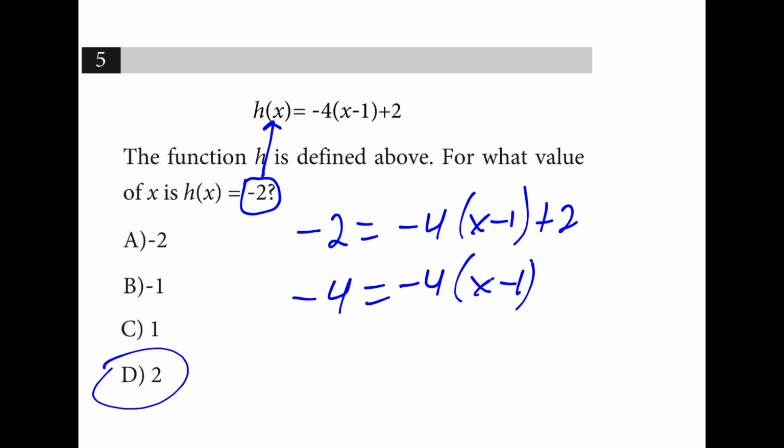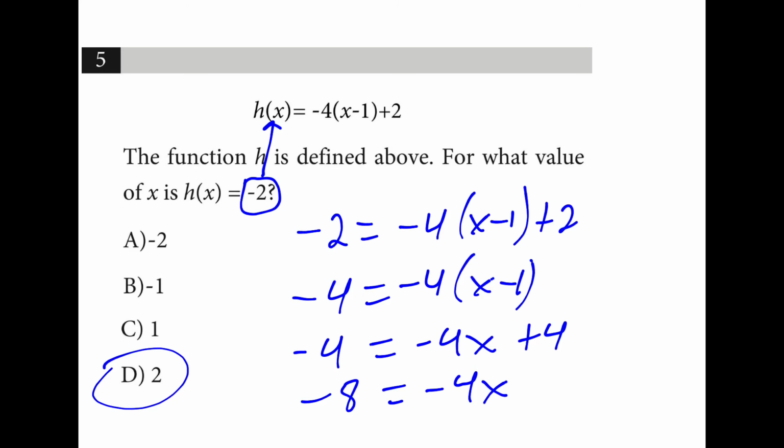Most people would probably distribute here, though. That would look like this. Negative 4 is equal to negative 4x plus 4. Once we subtract 4 from both sides, we get negative 8 is equal to negative 4x. If you divide by negative 4, you still get 2.